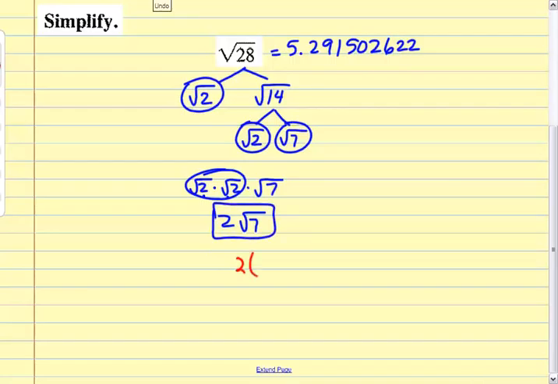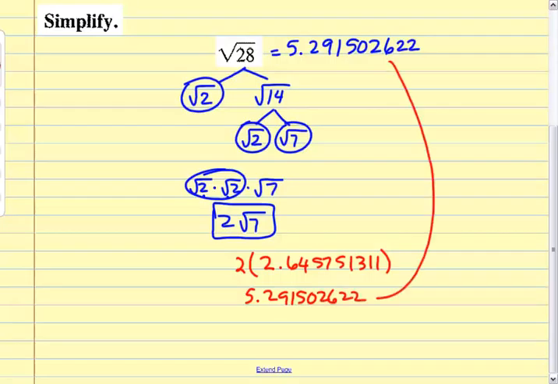And this is going to be 2 times, what's the square root of 7? The square root of 7 is equal to 2.645751311. And then when I multiply that by 2, I'm going to get 5.291502622. Right? The same thing. Okay? Does everybody see that? I can reduce this because it has a perfect square that goes into it. The square root of 4 goes into the square root of 28. And the square root of 4 is 2. So we take that out. We simplify that part and we're left with square root 7.